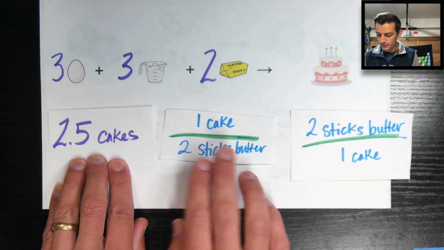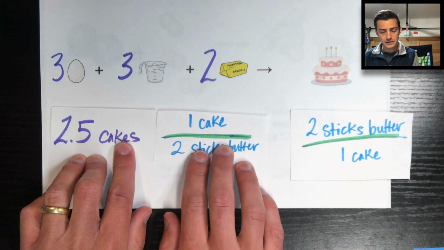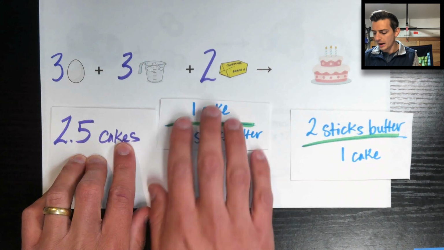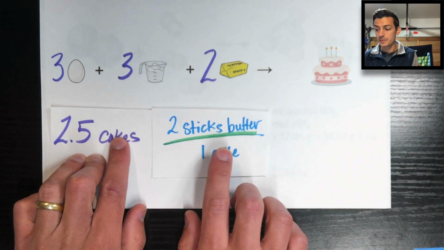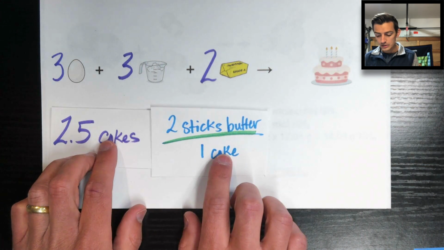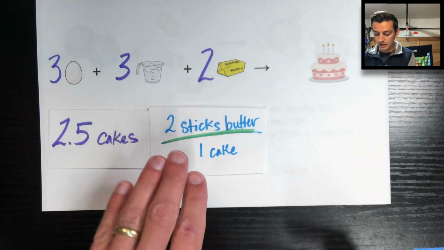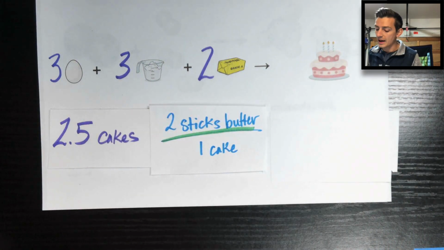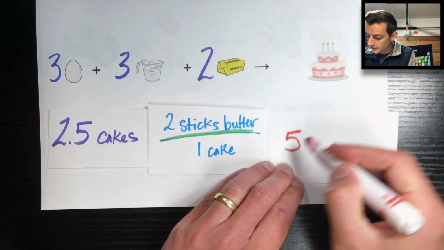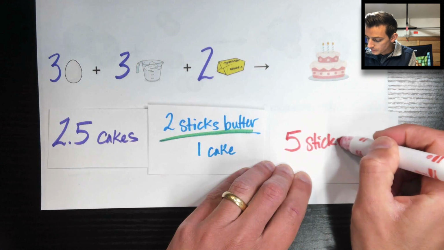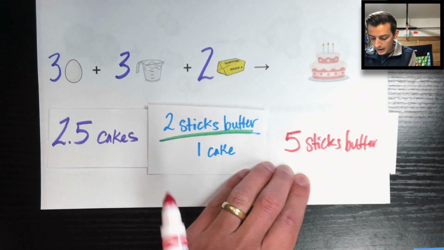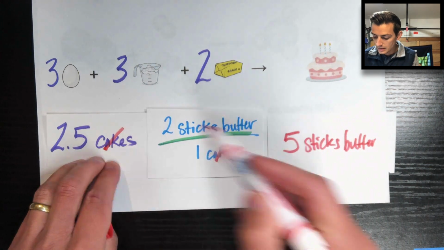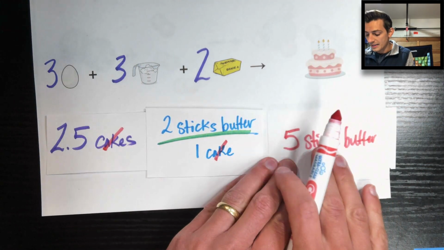Which one do I use? Well, if I use this one, I can't cancel out my cake units. Plus, it doesn't really make sense logically. We'll come back to that. If I use this one, cakes are on top and they're on the bottom, and I can cancel those out. So I'm going to use that conversion factor to convert from cake units to butter units. So let's go ahead and do the math. 2.5 cakes times 2 sticks of butter makes 5 sticks of butter. Now, in that process, I cancel cakes and I get into butter units. And that's why that works.